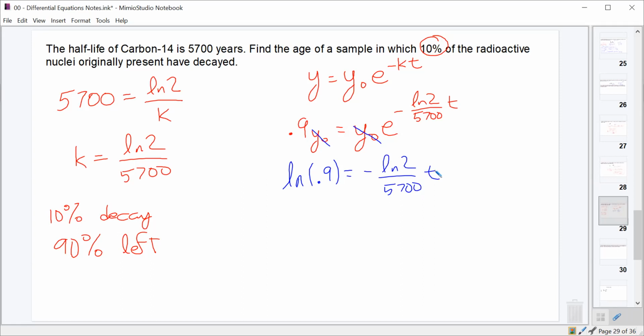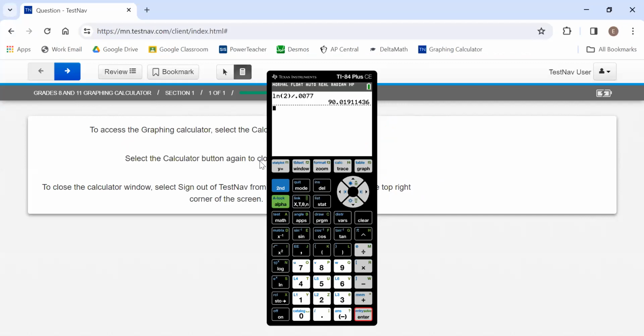And just a quick little bit of rearranging ought to give us an exact value of 5700 times the natural log of 0.9 divided by the negative natural log of 2. And we will go ahead and get ourselves a decimal approximation for that. So for that, we'll just use our graphing calculator here.